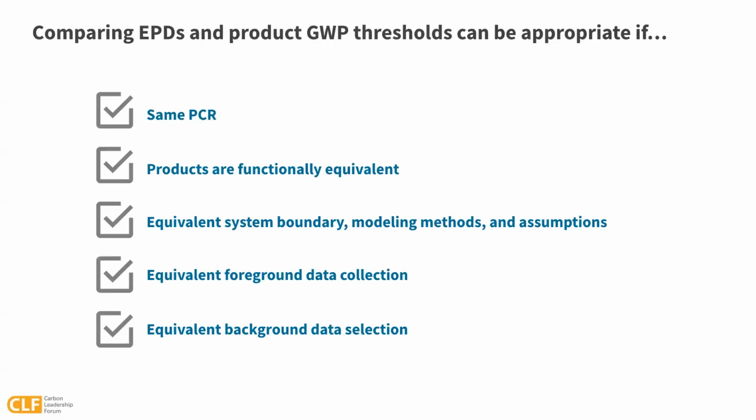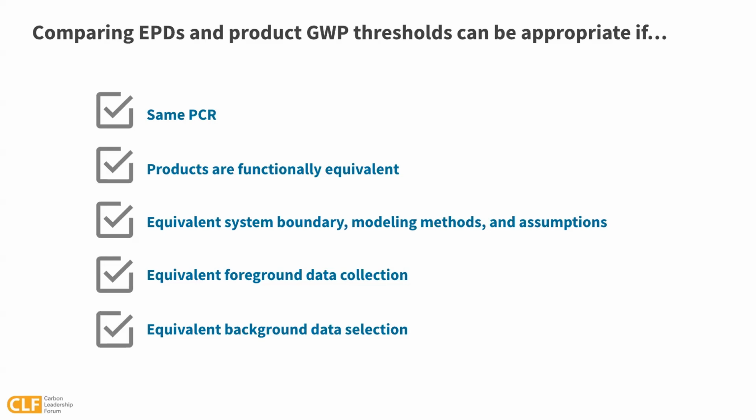So EPDs work as the mechanism for reporting impacts and comparing products for embodied carbon policies to the extent that they are comparable. And EPDs can be appropriately compared if they use the same PCR, the products are functionally equivalent, like concrete mixes of the same strength or roofing products with the same performance and service life. They have the equivalent system boundary, modeling methods and assumptions, equivalent foreground data collection processes, and equivalent background data.